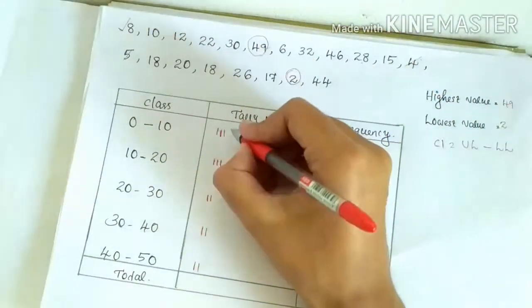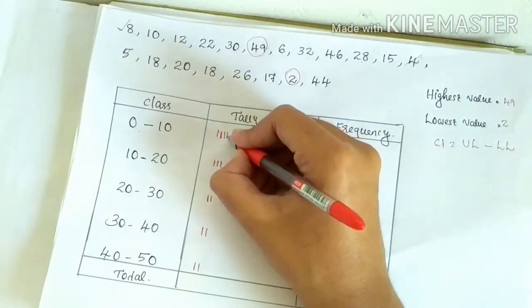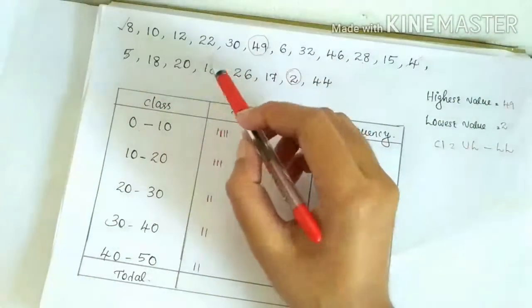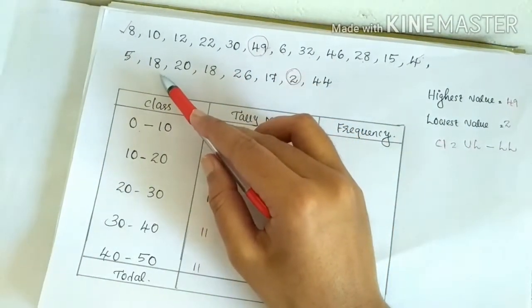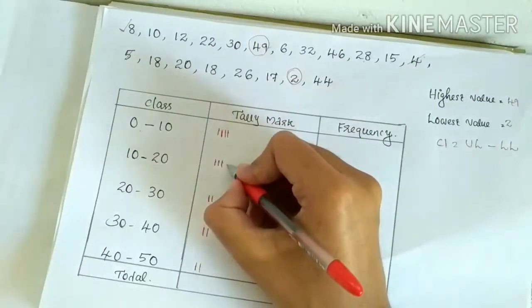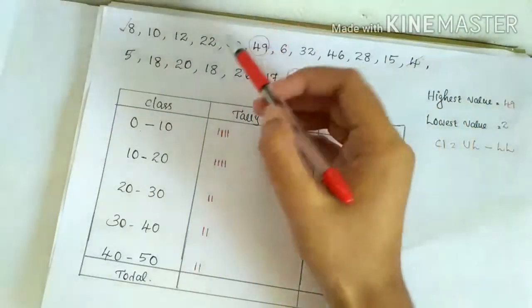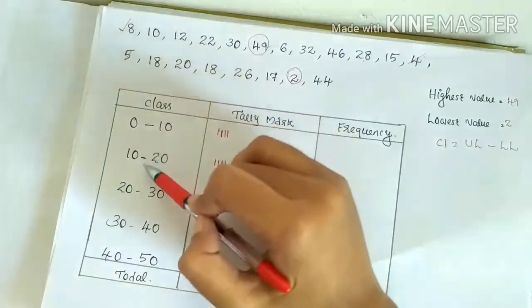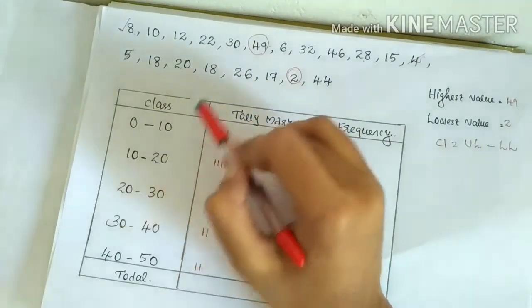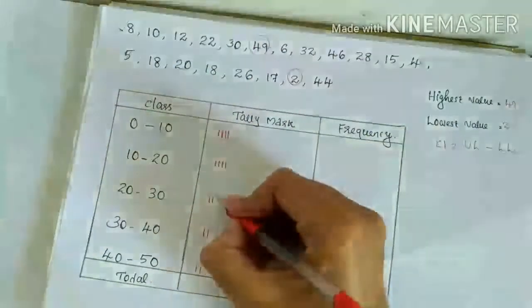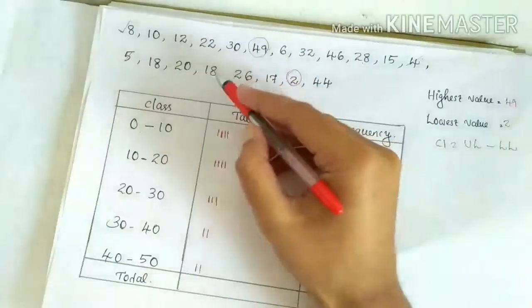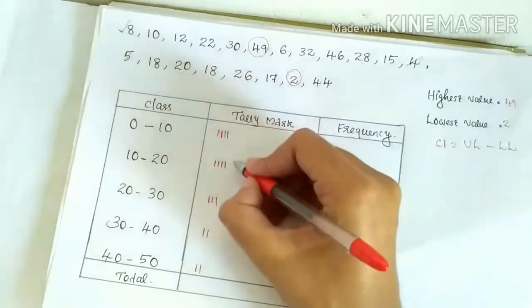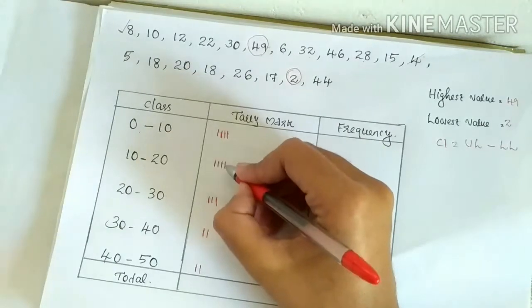The value of 5 is included in the class of 0 to 10. Then the value of 18. The value of 18 is included in the class of 10 to 20. And the value of 20. The value of 20 is not included in the class of 10 to 20. It is included in the class of 20 to 30. And the value of 18 is included in the class of 10 to 20.